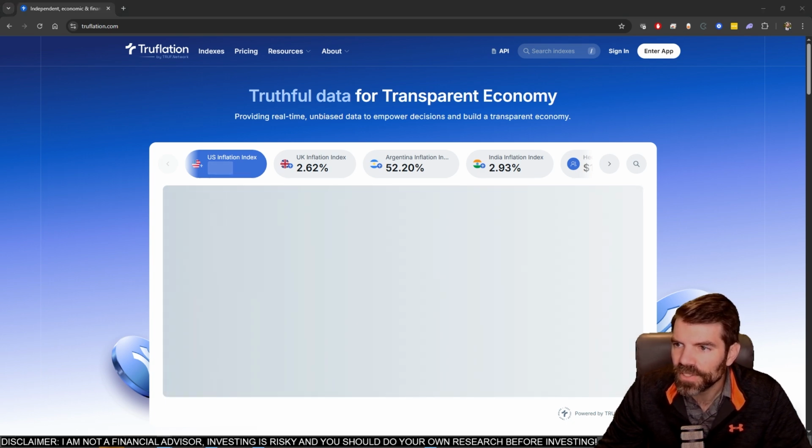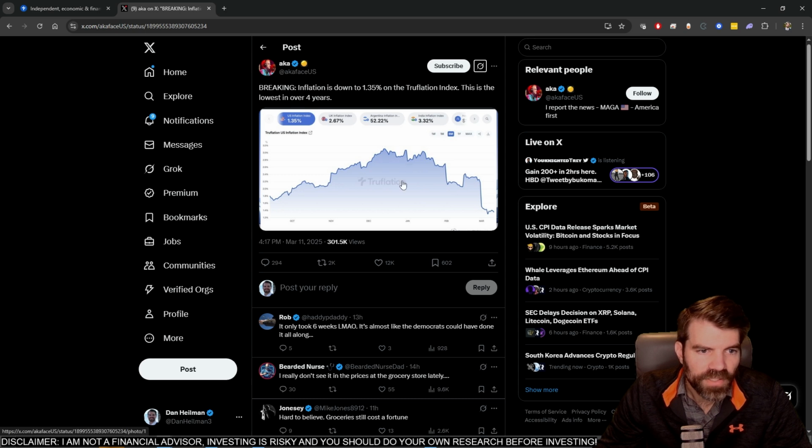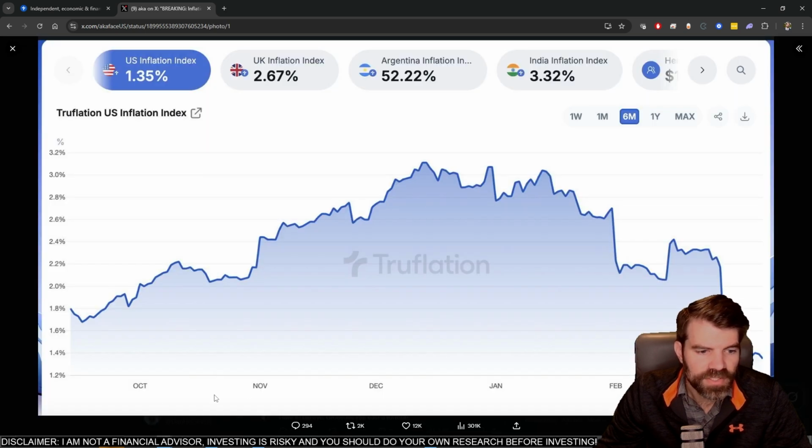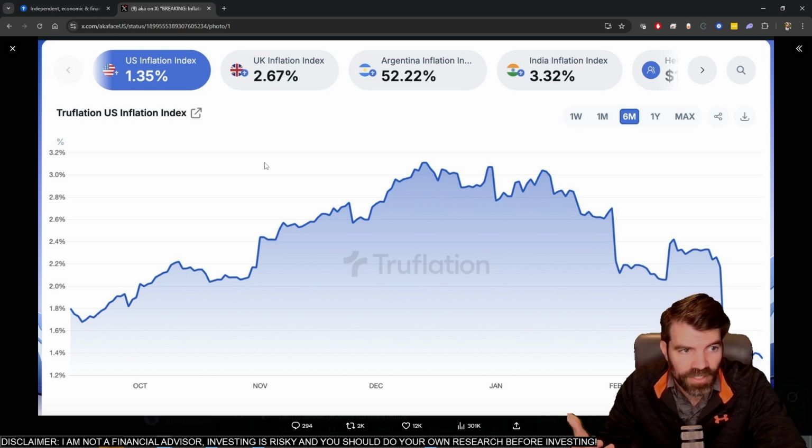Let's see if I can find it real quick on Twitter for you guys. Yeah, here we go. Trueflation crashing here. So this is October, November, December. Each one's a month here. So you can see basically since Trump took office, it's just been collapsing, which is good if you want rate cuts, right? And honestly, it's good for almost everyone.